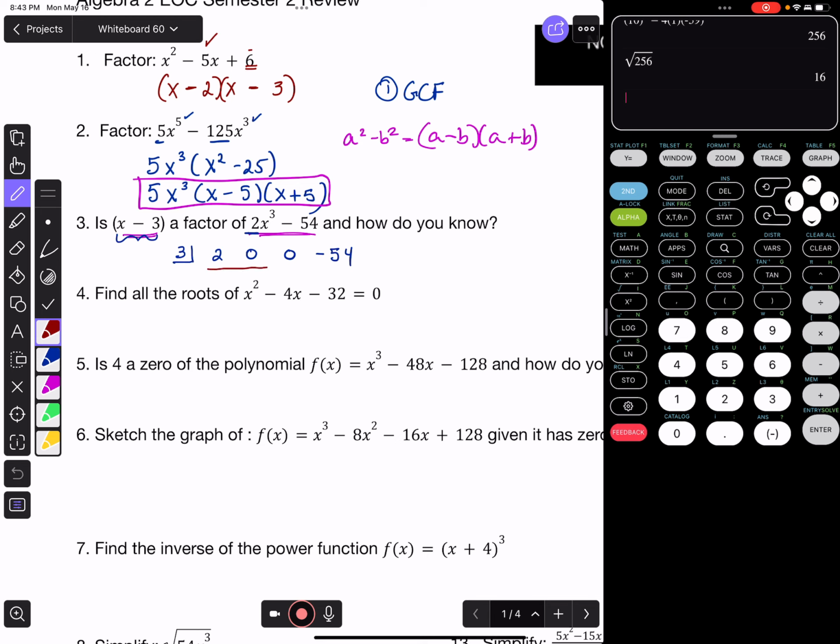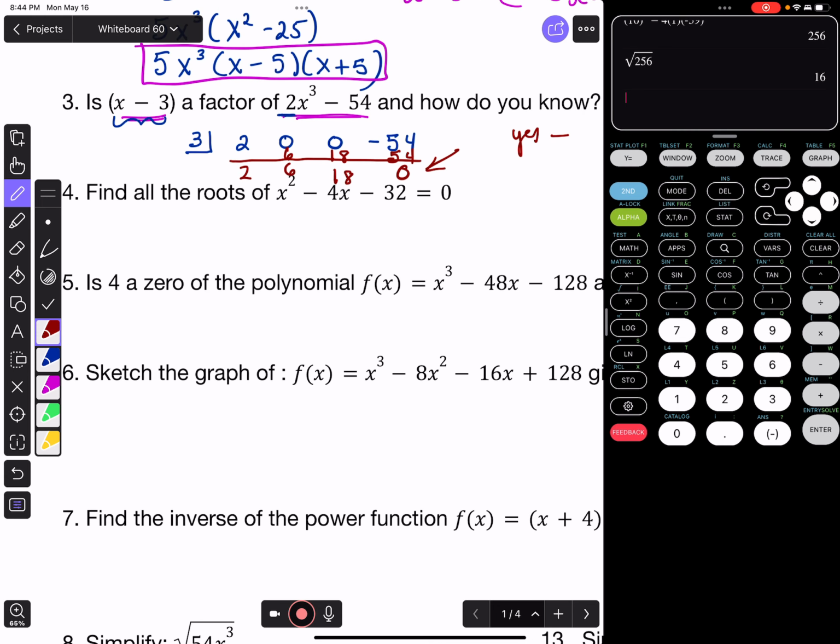And if you remember the process, I'm trying to squeeze it in here. We bring the 2 all the way down, you multiply. 0 plus 6 is 6. We multiply, add them up, and 3 times 18 is 54. And so it adds up to 0. So we know it divides into it evenly. So yes, it's a factor. How do you know? Divides into it evenly.